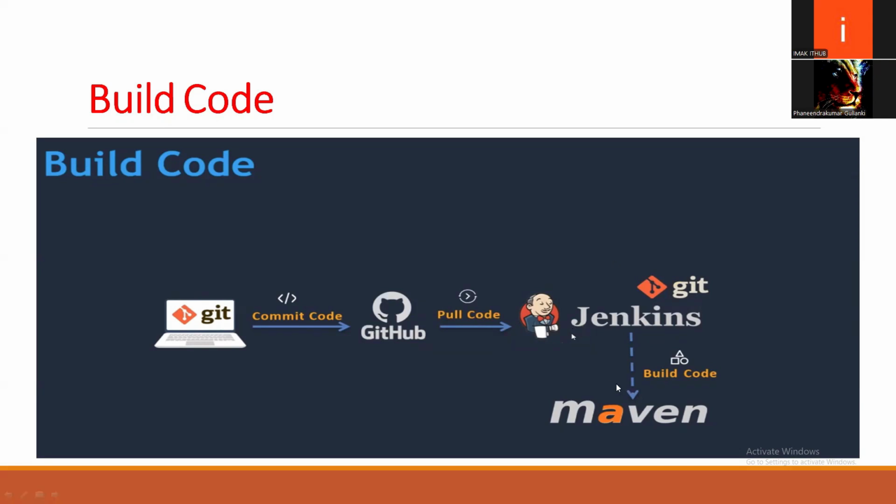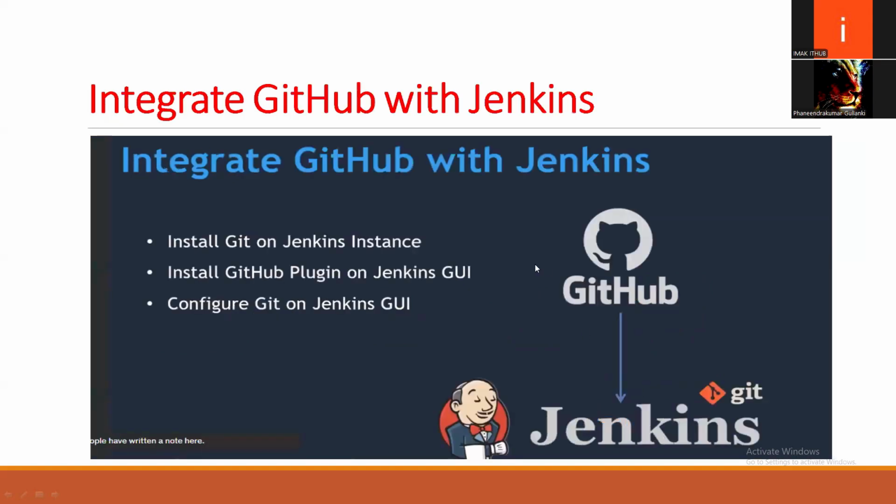So then how to build the Maven code? Integrate GitHub with Jenkins. Install Git on the Jenkins instance. Install the Git plugin in the Jenkins GUI. Then configure Git in Jenkins.